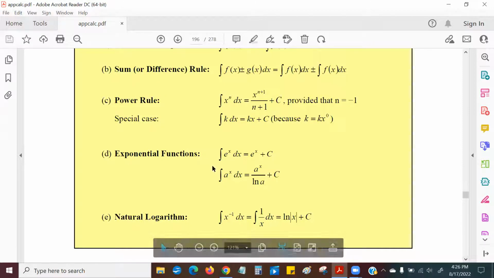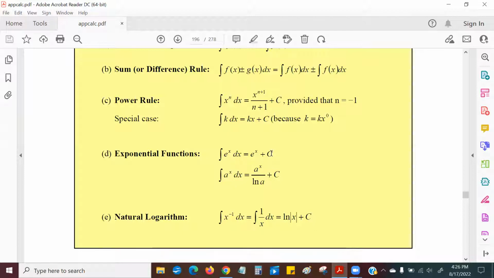The integral of e to the x dx is just e to the x. That makes sense, because the derivative of e to the x is e to the x, plus c, of course. The integral of a to the x is a to the x divided by ln a, not times ln a, but divided by ln a, because if I would take the derivative of a to the x, I would get ln a times a to the x. The ln a on the bottom cancels the ln a on the top, and I'm just left with a to the x.